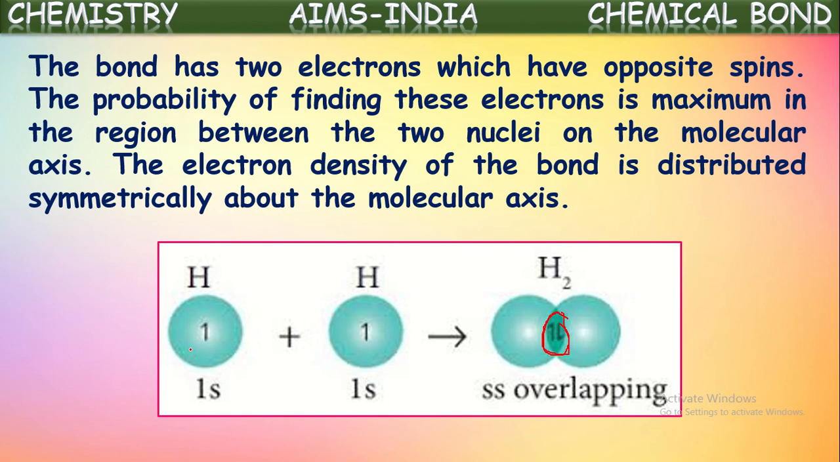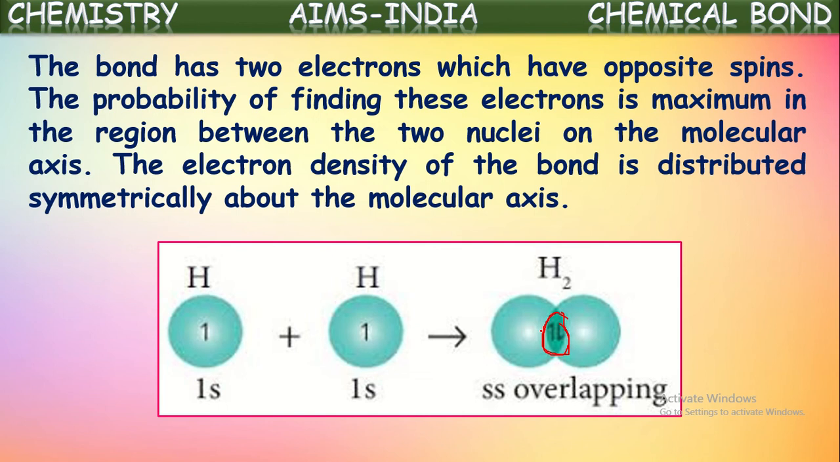See here, the first hydrogen has a single electron. The other is also having a single electron with the clockwise spin. When these two hydrogen atoms approach each other, the s orbital of one hydrogen atom merges with the s orbital of another hydrogen atom. That means they come one into another. That is called overlapping. So it is happening here, s-s overlapping.